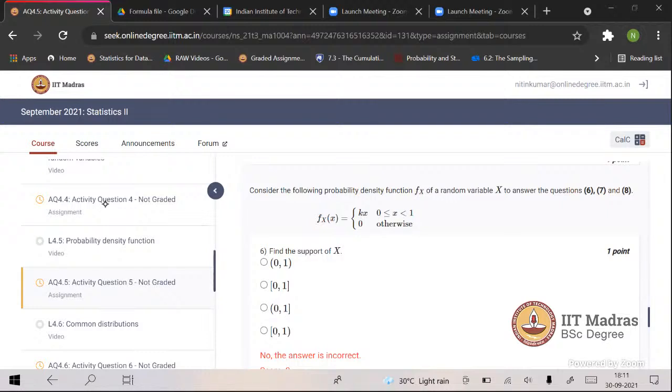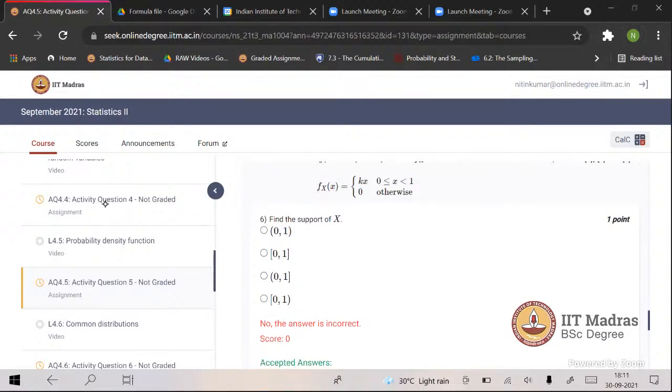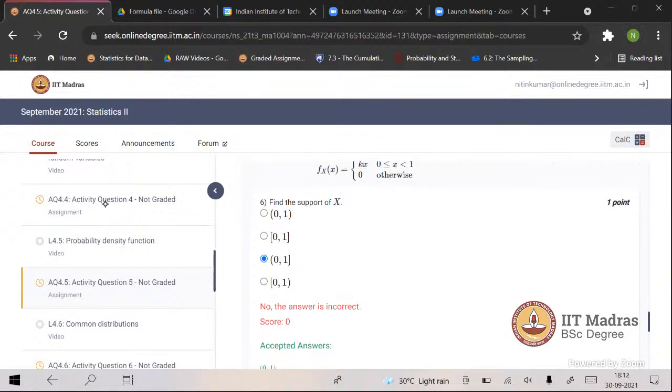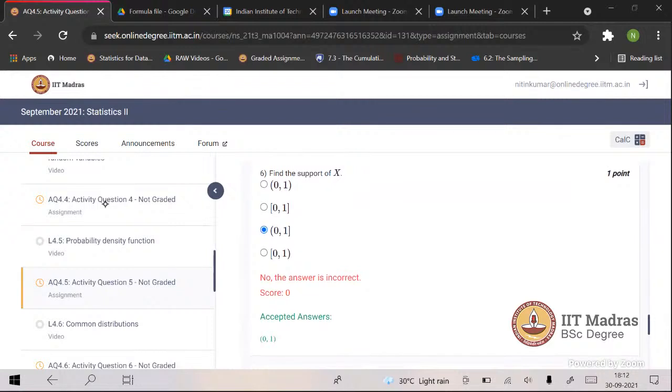So it is non-zero in 0 to 1, but is 0 included or excluded? 0 will be excluded, sir. 0 is excluded because at 0 the value of f of 0 will be 0, right? I need to find all those points where it is non-zero. So the answer will be 0 to 1.